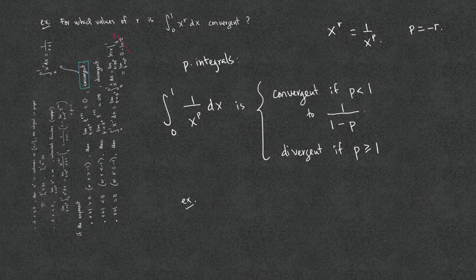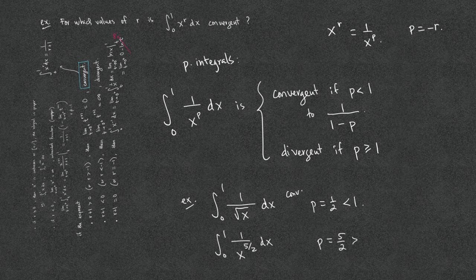For example, the integral from 0 to 1 of 1 over the square root of x dx, we know that this is convergent because p equals 1/2 in this case, which is less than 1. For the integral from 0 to 1 of 1 over x to the 5/2 dx, we know that p is 5/2 in this case, which is greater than or equal to 1. Therefore, the integral is divergent right away without having to evaluate it.